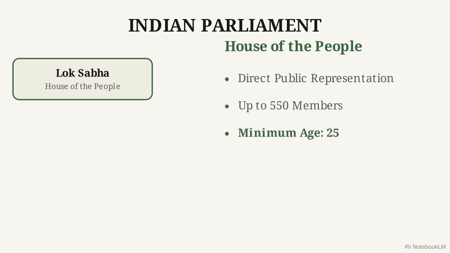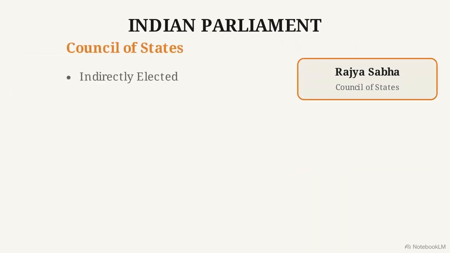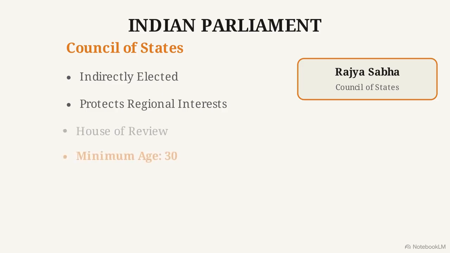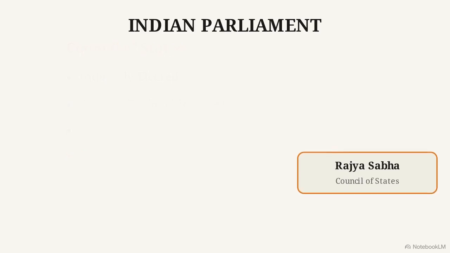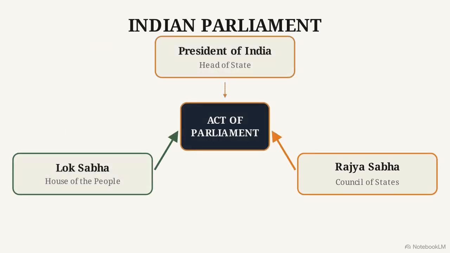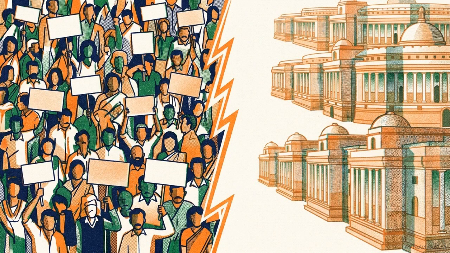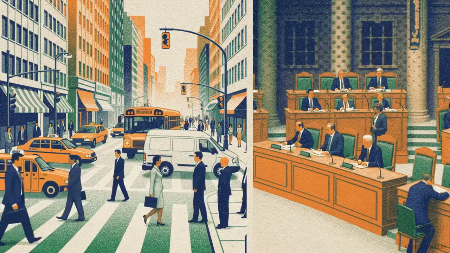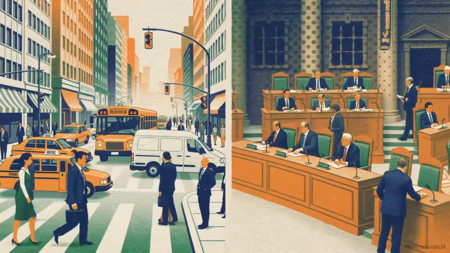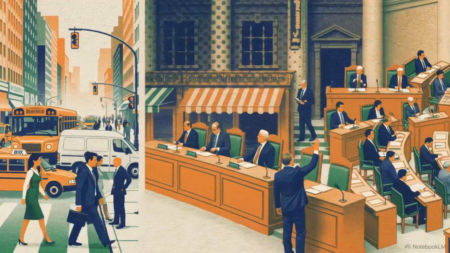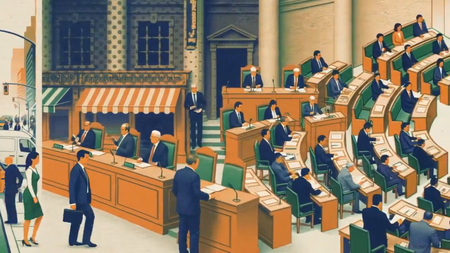Anyone seeking a seat here must be at least 25 years old. The Rajya Sabha, the Council of States, works differently. These members are indirectly elected by state legislative assemblies to protect regional interests at the national level. Because it is designed as a house of review, the minimum age to enter is higher, set at 30. This dual-chamber design creates a deliberate friction. It forces the immediate demands of the general public to be weighed against the long-term interests of the states before a proposal becomes law.